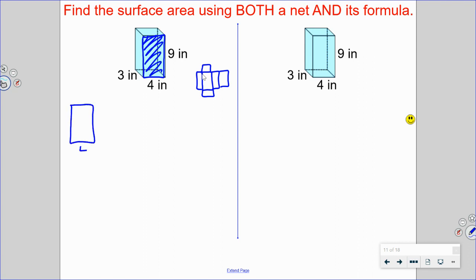draw in a rectangle. Dimensions are 9 inches by 4 inches. And of course, we have 2 of them. So while this area is 36, we actually have 2 of them.